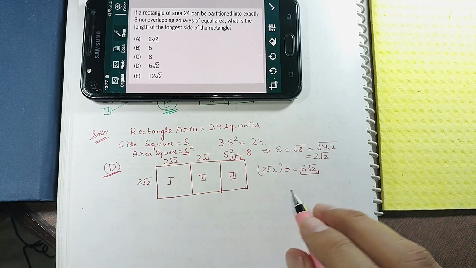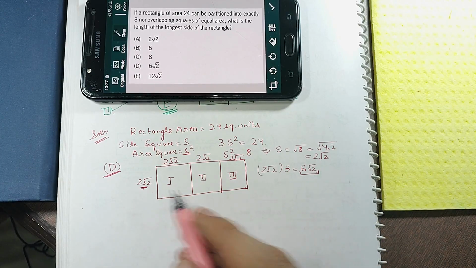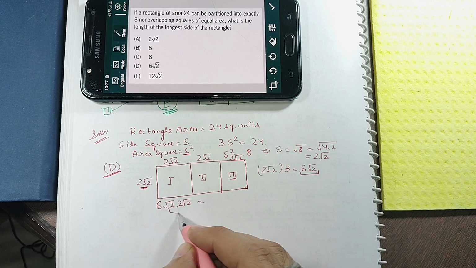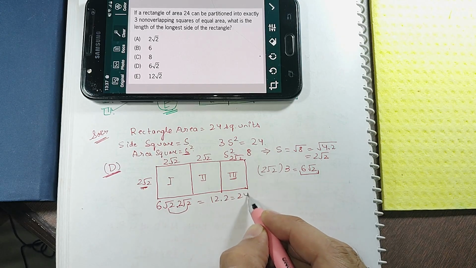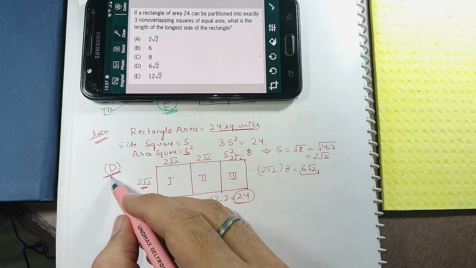Now to check, this is the longest side and the shortest side is 2 root 2. So 6 root 2 multiplied by 2 root 2. Root 2 into root 2 is 2, and 6 into 2 is 12. So this will be 12 into 2, equal to 24, which is the area of the rectangle. So option D is the right answer.